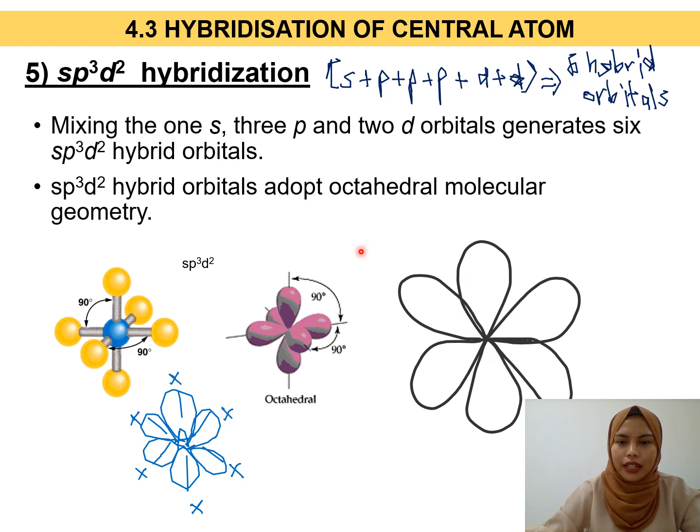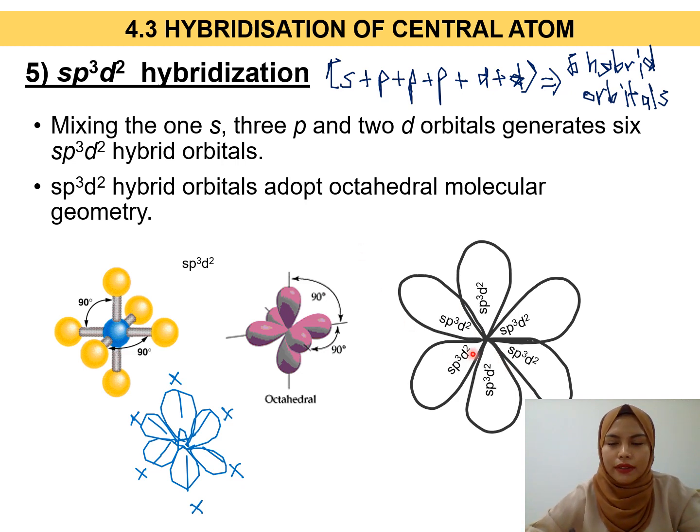Okay. And then don't forget to label every of the kelopak di dalam hybrid orbital tersebut dengan sp3d2 punya tulisan. Okay. Sebab kan you ada 6 hybrid orbitals. Sebab tu ada 6 kelopak. 1, 2, 3, 4, 5, 6. And then you need to label it dengan sp3d2. And also the 6 kelopak ni disusun di dalam bentuk octahedral with a bond angle of 90 degree.